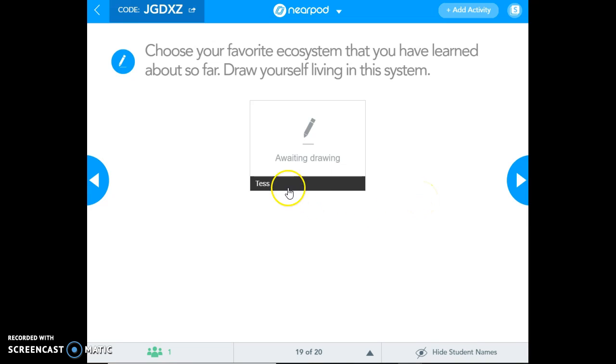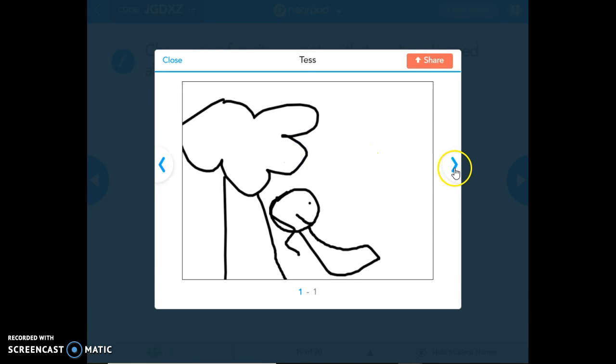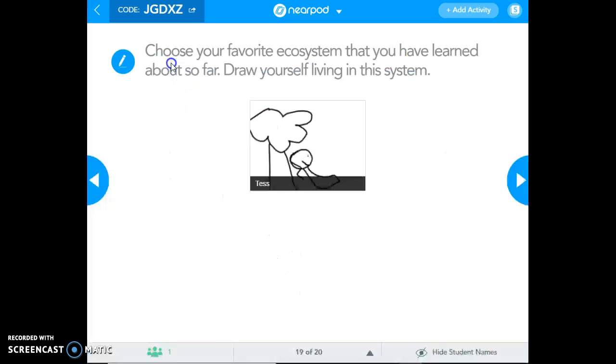Okay, I see that we have one drawing. Let's look at this. Wow, looks like you are living in a forest. I love it. Good job, everyone. Everyone can see this lovely picture that Tess just drew.